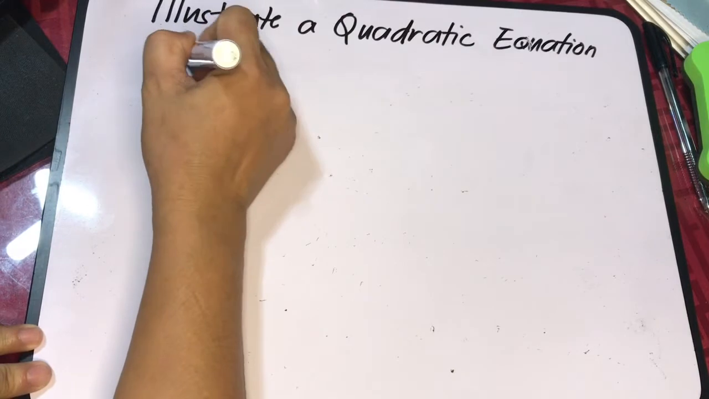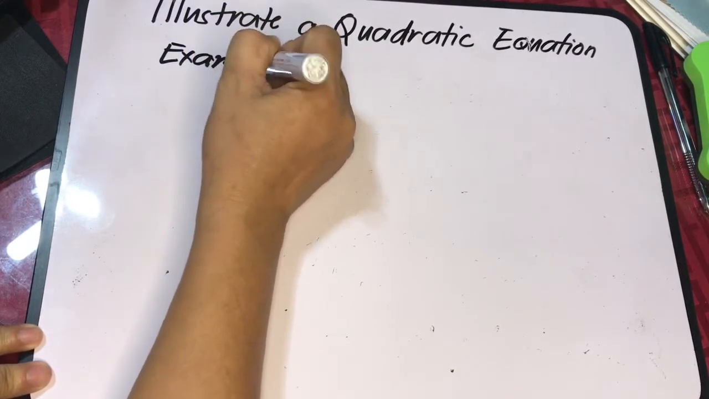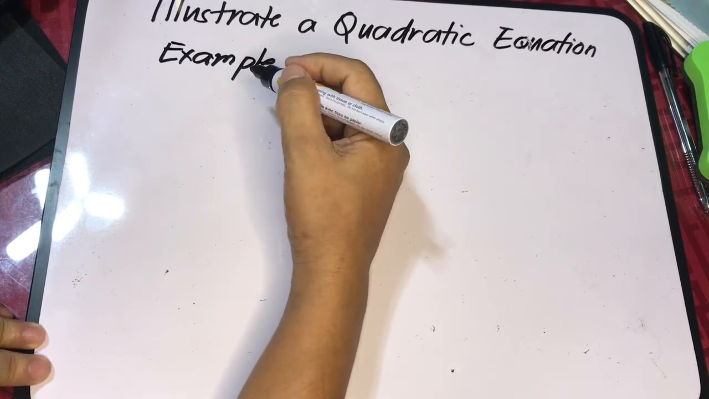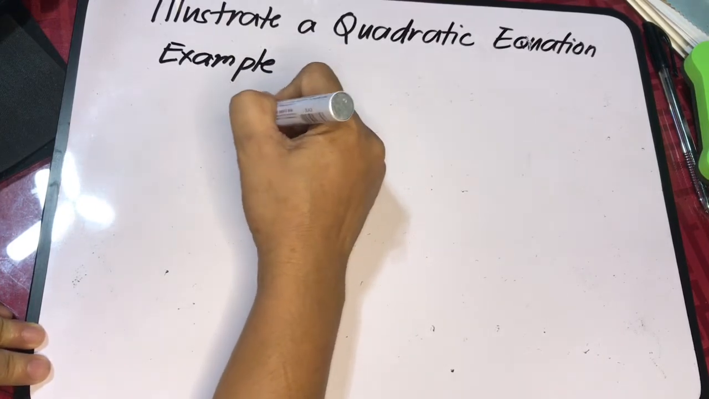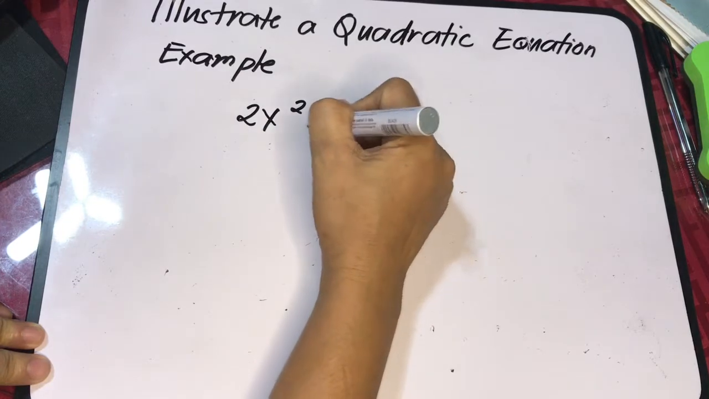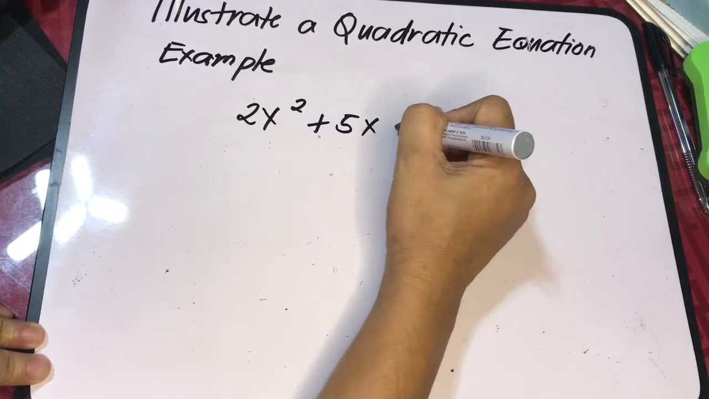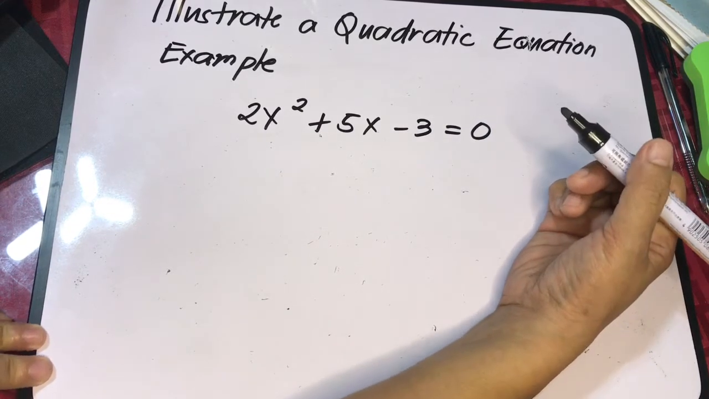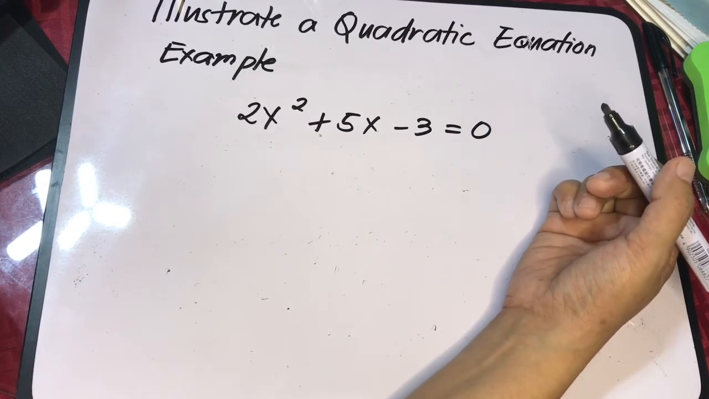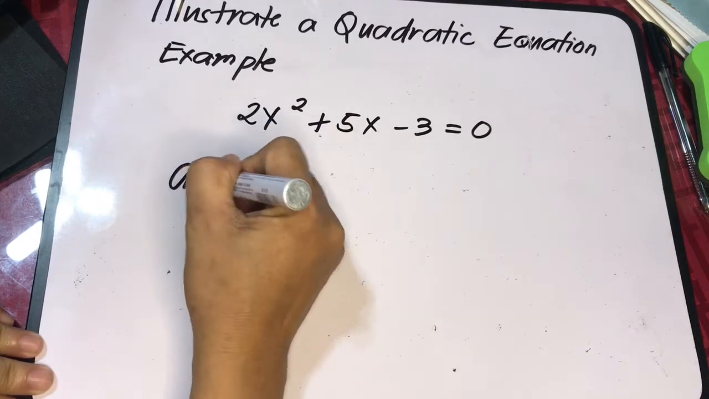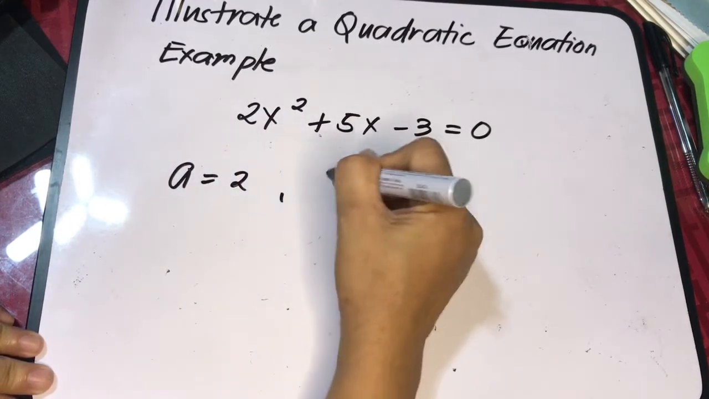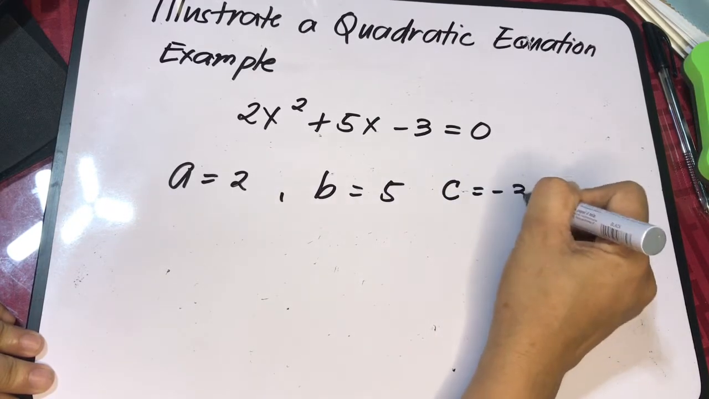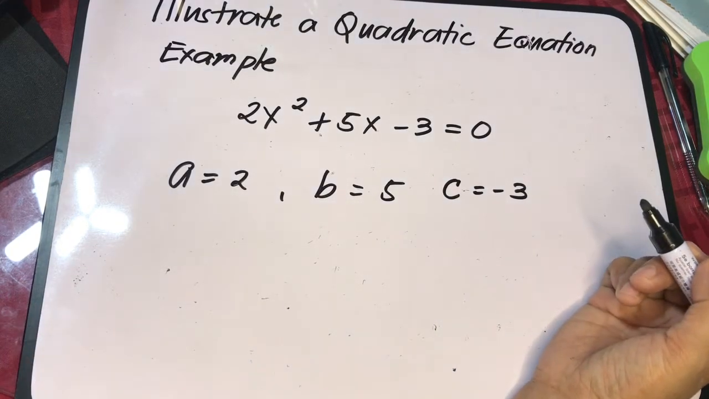Okay, example of a quadratic equation in the form of ax squared plus bx plus c equals 0. 2x squared plus 5x minus 3 is equal to 0. This is a quadratic equation in standard form. So a is equal to 2, b is equal to 5, and c is equal to negative 3.